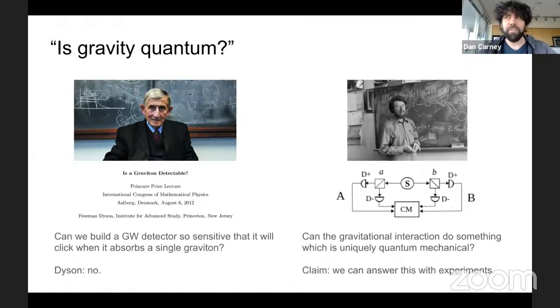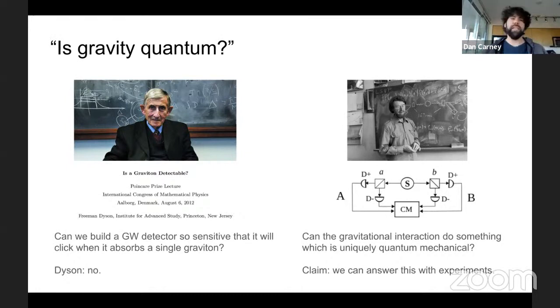You have to be careful about what exactly it says. He asks the question, can I build a gravitational wave detector, like LIGO, but scale it and make it so sensitive that it would actually click when a single graviton of the appropriate energy goes through it? And Dyson's answer is no. The argument is that if you take a LIGO-type detector and rescale it, how big it is, how much laser power and so forth, it's always going to have so much energy density in a certain radius that the device itself will collapse to a black hole.